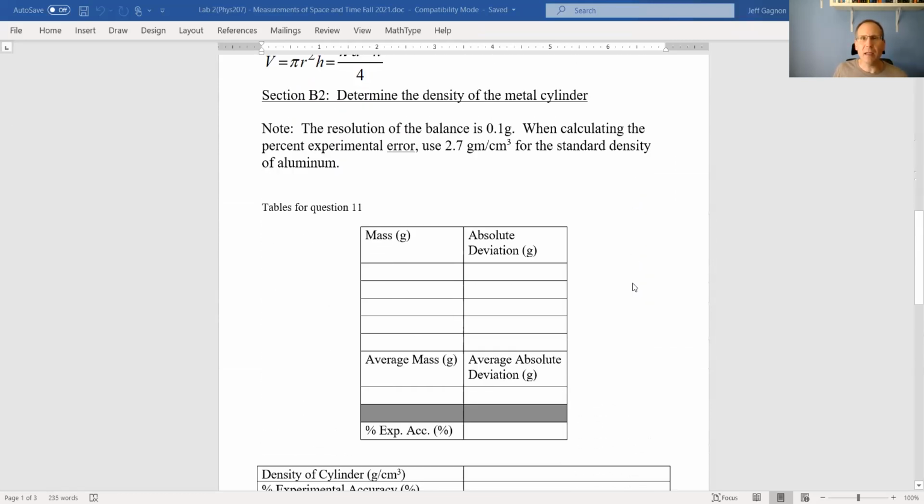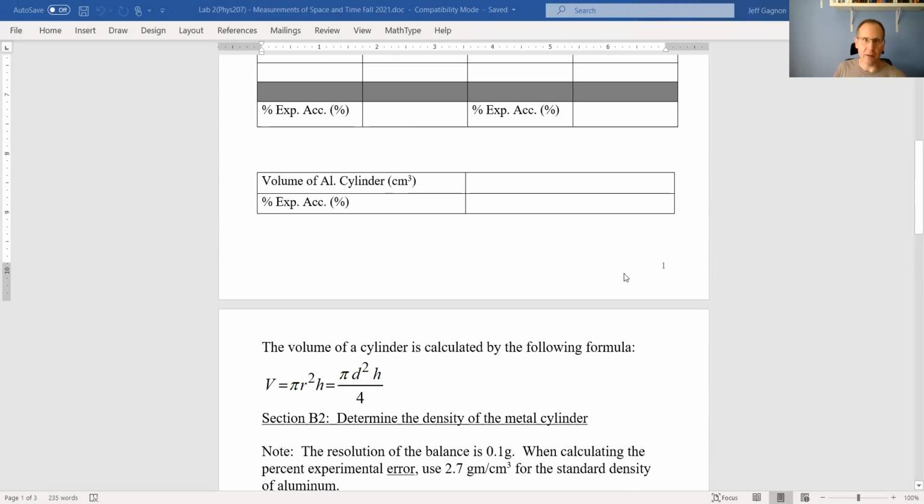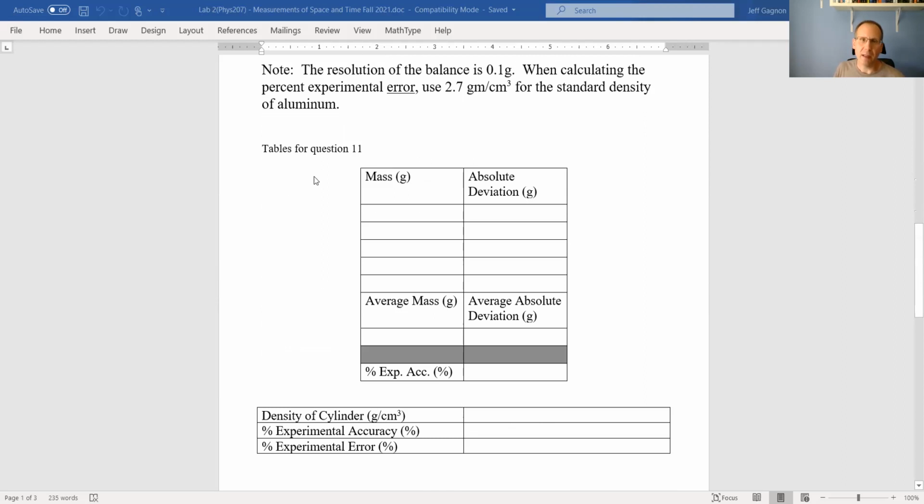Okay, the next part, now we actually want to compute the density of the cylinder. So now we have the volume, right? We just calculated the volume and we have the accuracy for the volume. So the other piece of information we need is the mass, right? Because density is mass divided by volume. So this is basically question 11.